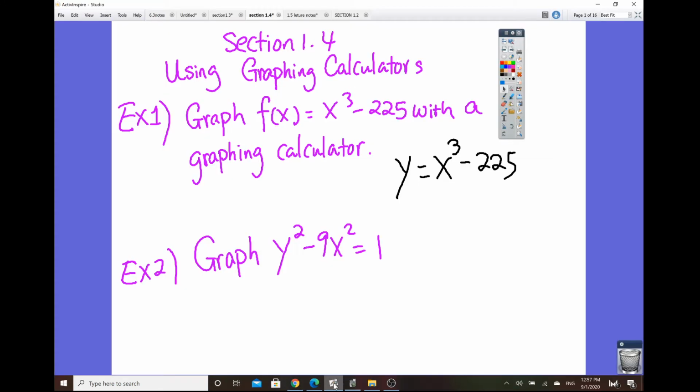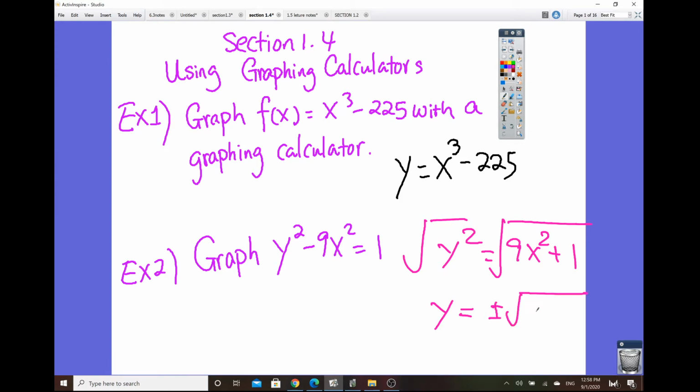Now let's do another one. This one is to graph y squared minus 9x squared equals 1. First, you want to isolate y by itself. So isolate that 9x squared and 1: put 9x squared plus 1 on the right-hand side. Then over here, you want to take the square root. That means y equals plus or minus the square root of 9x squared plus 1.